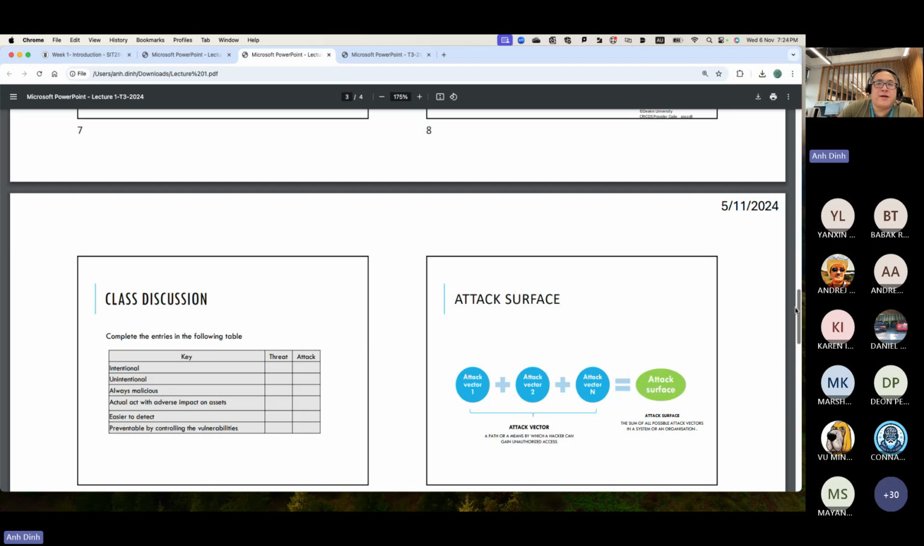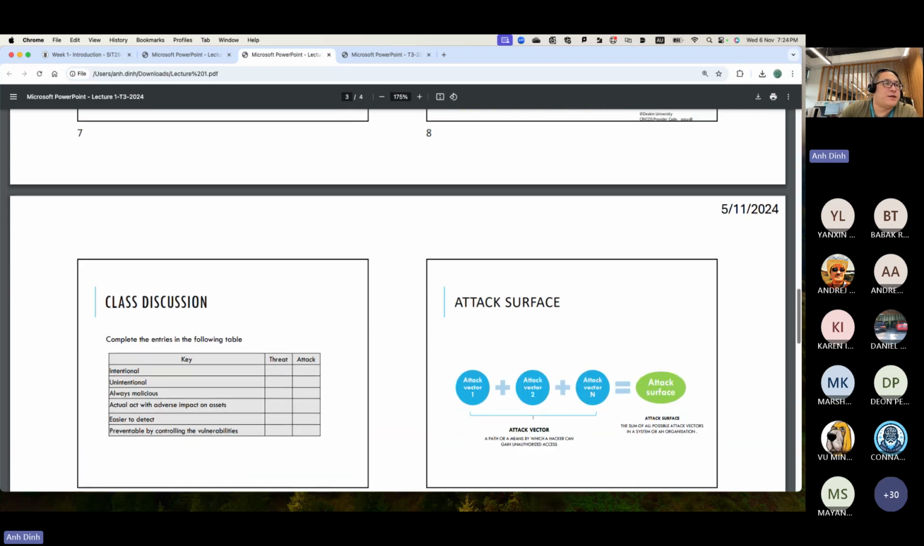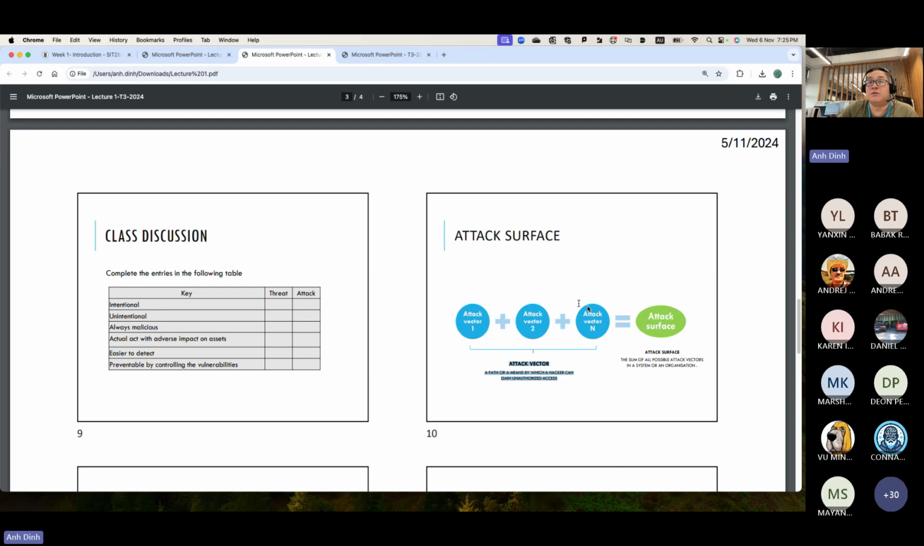Right. I think many of these terminologies are very well defined here, but let's talk a little bit about the attack surface. Attack surface in this picture is defined as the sum of all possible attack vectors in a system or organization. So it depends on the definition of what an attack vector is. And an attack vector is defined as a path or means by which a hacker can gain unauthorized access. As I said, this is not the golden definition of what attack surface and attack vectors are.